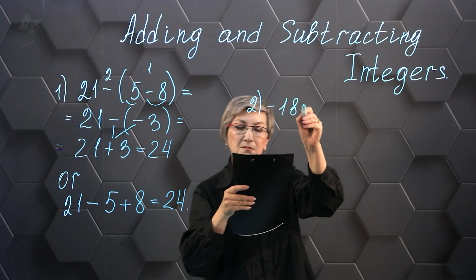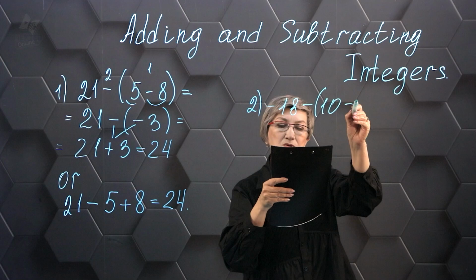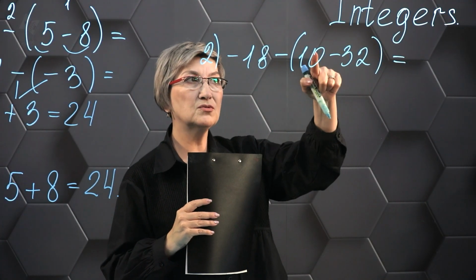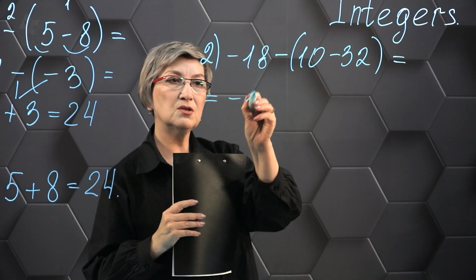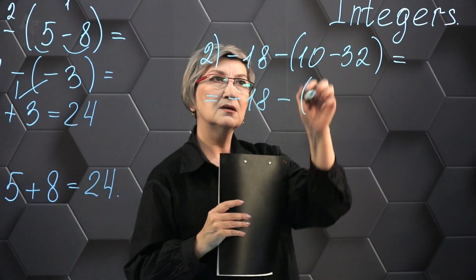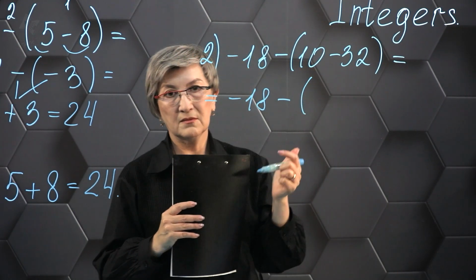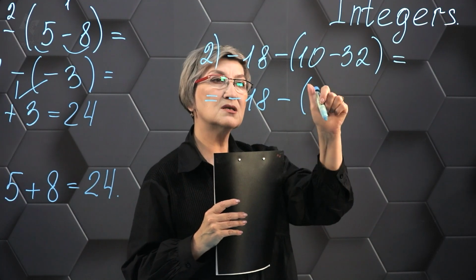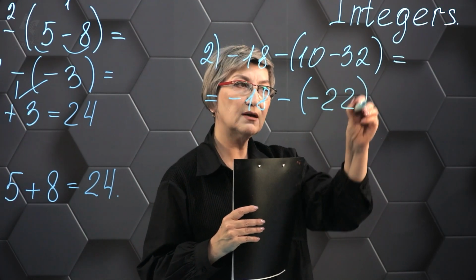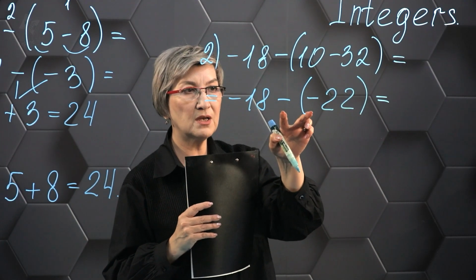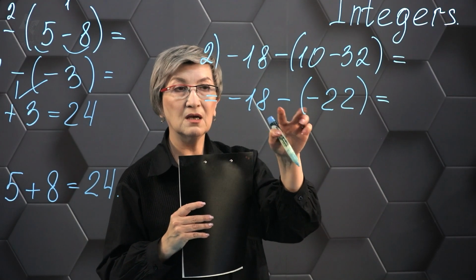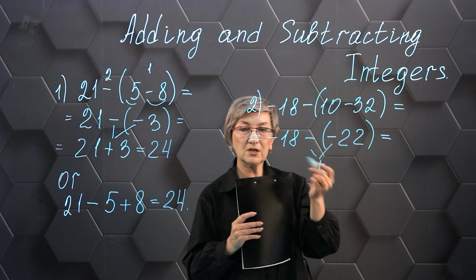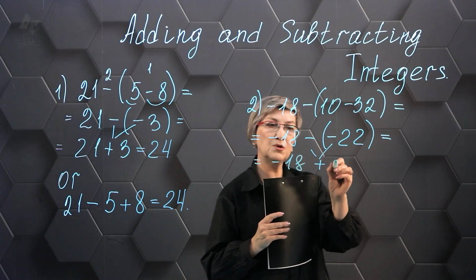Minus 18 minus 10 minus 32. I'm going to solve this example in one way. First, I will perform the action in the parentheses and write it down. Minus 18 minus 10 minus 32. You already know how to apply these rules, and we see that 10 minus 32 is the number minus 22. And then I see that I have two identical signs written down in a row. These two identical signs, as in the previous example, will give me a plus sign. The result is minus 18 plus 22.